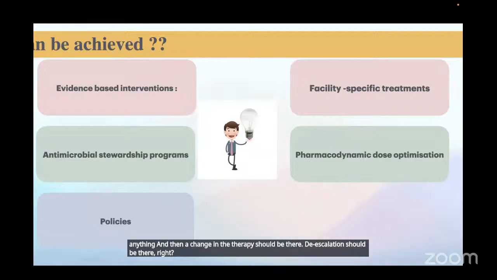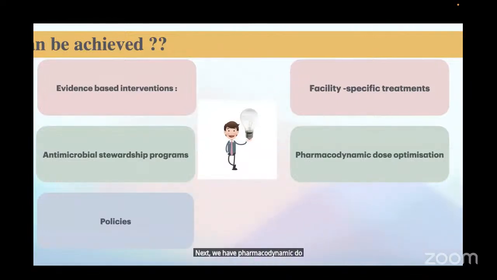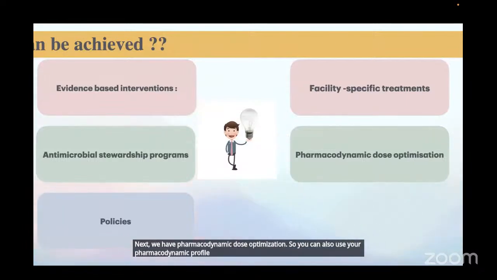Next, we have pharmacodynamic dose optimization. You can also use your pharmacodynamic profile and information to further optimize your dosage calculation as per the patient's need. So when you combine policy, program data, and evidence based on previous studies or electronic health records, and when you study your pharmacodynamic data, and all of this combines, then you can achieve optimal antibiotic use.